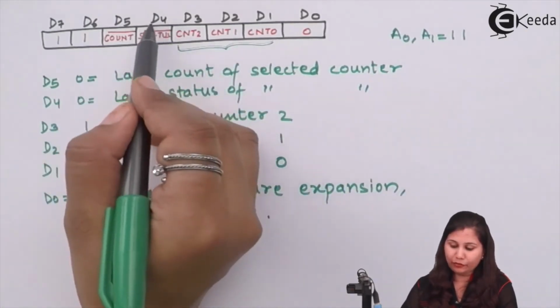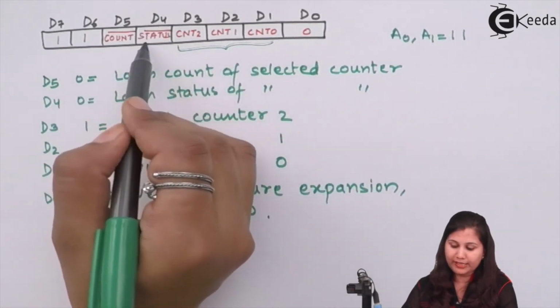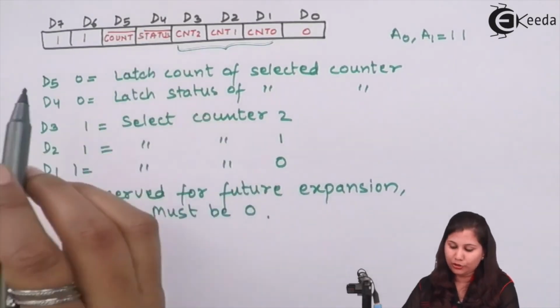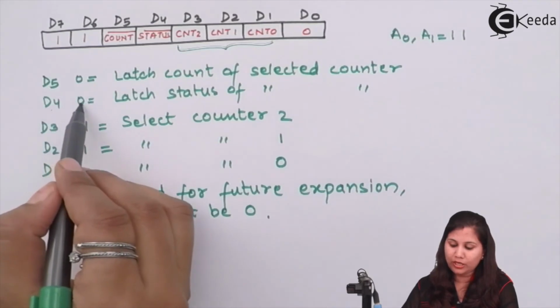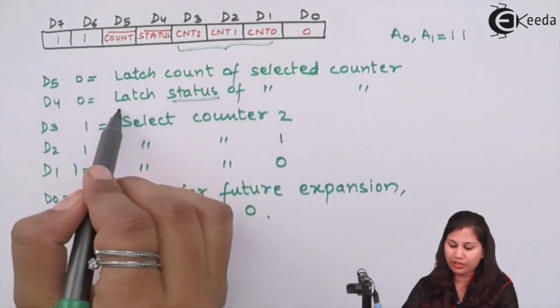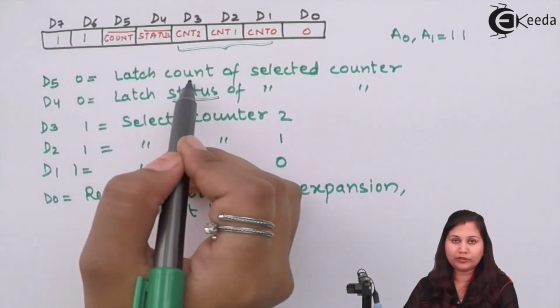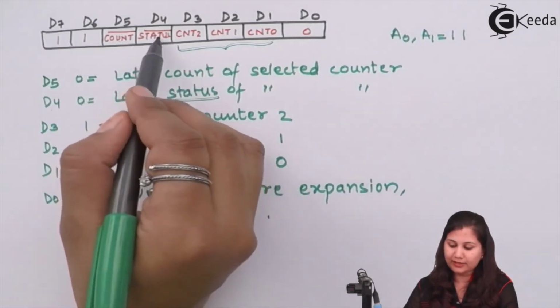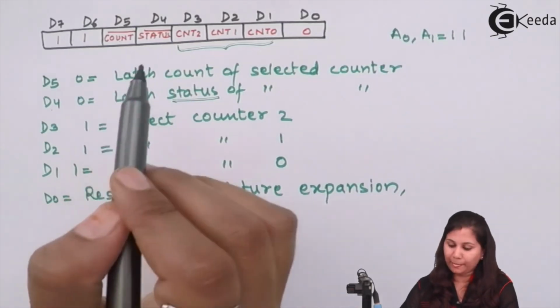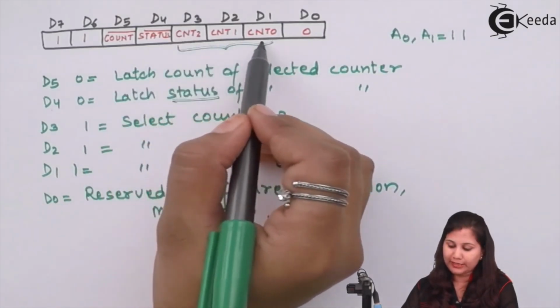Then if this D4 bit is 0, it is assigned for the status signal, which is also an active low signal. So here, if this bit is 0, then the status of the selected counter will be latched. If count is 0, then count will be latched, and if status is 0, then the status of the selected counter will be latched.